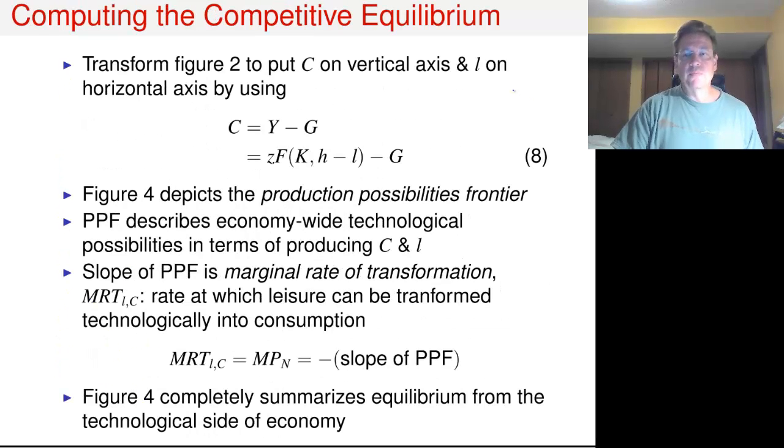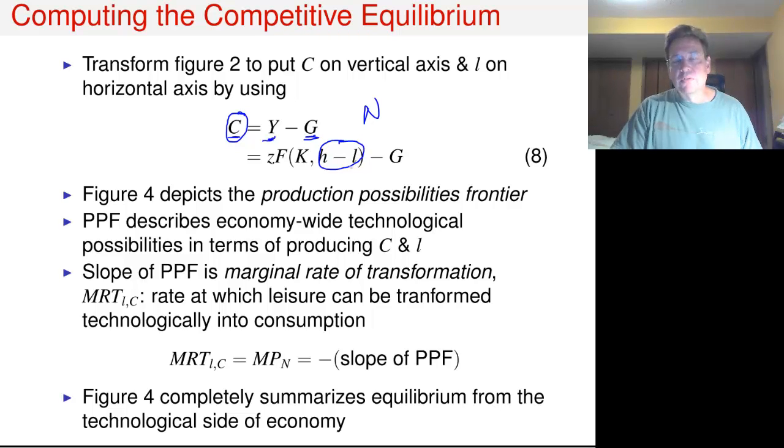We know that from goods market clearing that consumption is just equal to output minus government spending. So if we want to convert something that is in terms of output into something in terms of consumption, we just subtract off G. And when we do that, we end up with a relationship that involves consumption and leisure. So remember, this H minus L, which is N, is hours worked, and so that's just equal to the total time endowment H minus leisure.